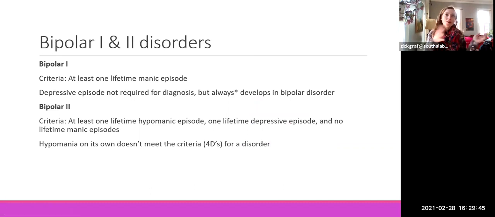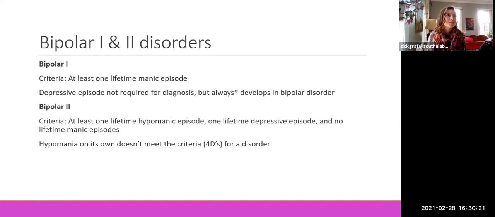Okay, so we talked about what a manic episode is and what a hypomanic episode is. Like I said, mania and hypomania are the basis of bipolar 1 and 2 diagnoses. For bipolar 1 disorder, the main criterion, the most important one, is that someone has had at least one lifetime manic episode. Even though bipolar disorder is thought of as shifts between mania and depression, having had a documented depressive episode is actually not required for the diagnosis. All that is required is having had a lifetime manic episode.